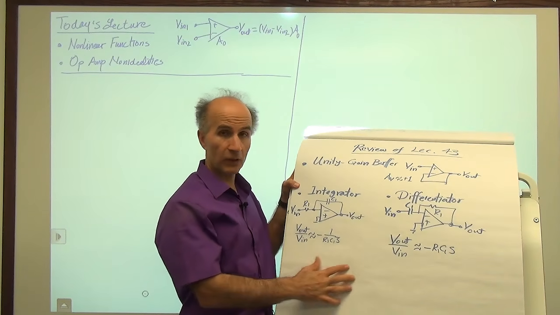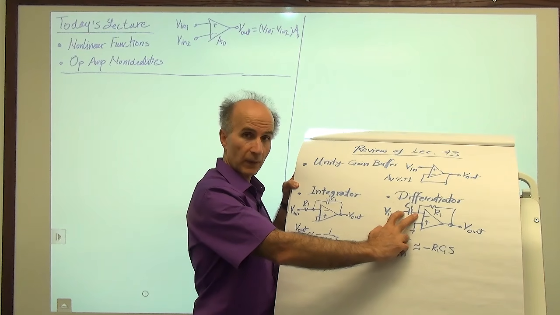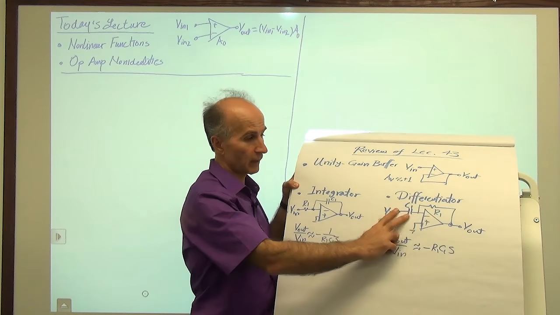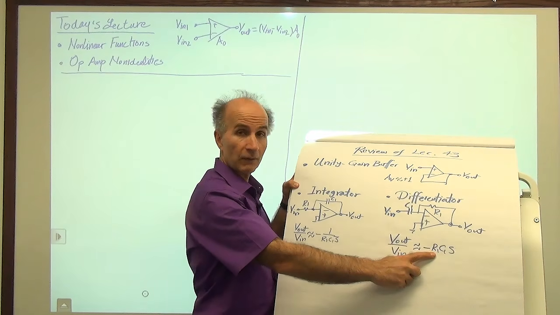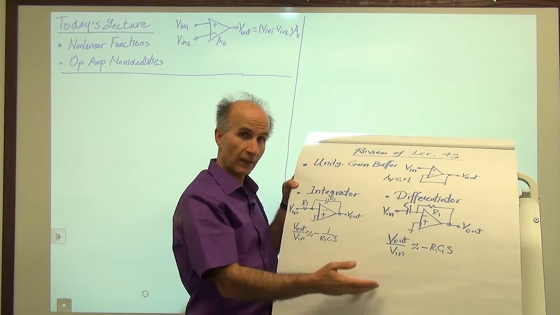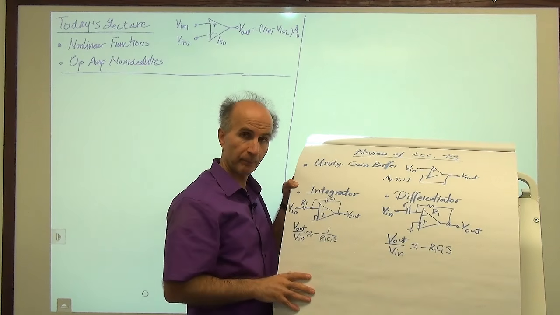Another function is differentiation, where we replace the input resistor with a capacitor, and the feedback is still a resistor. And that gives us a transfer function given by minus R1 C1 s. So that's the differentiator, meaning that the output is the derivative of the input with respect to time.